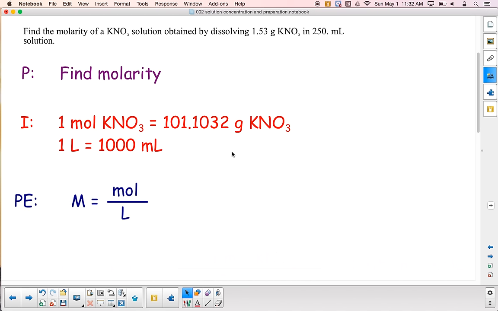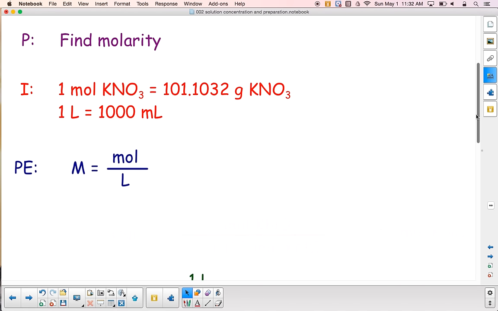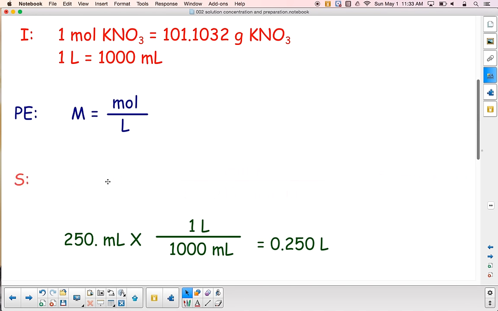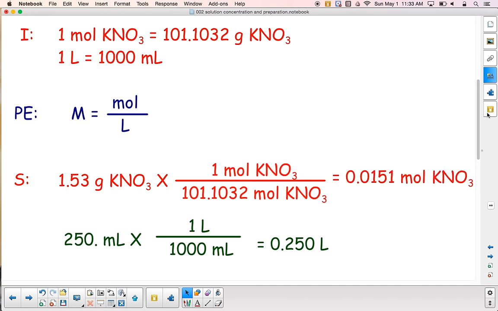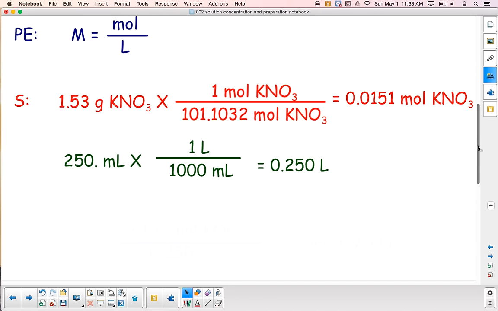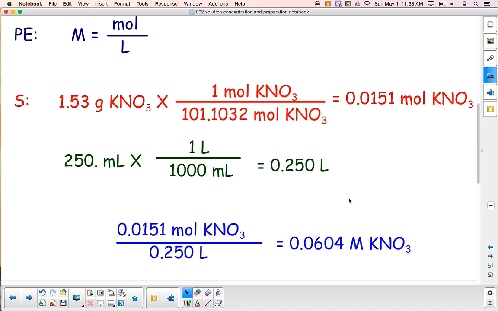Our plan here is ultimately going to be to do molarity as moles per liter. In our solve step, we first need to convert grams of potassium nitrate to moles, and we need to convert our 250 milliliters into liters. So we use the conversion factors we found above to make these conversions. Once we know how many moles of potassium nitrate we have and how many liters we have, we can simply take our moles, divide by our liters, and calculate the molarity of the potassium nitrate.